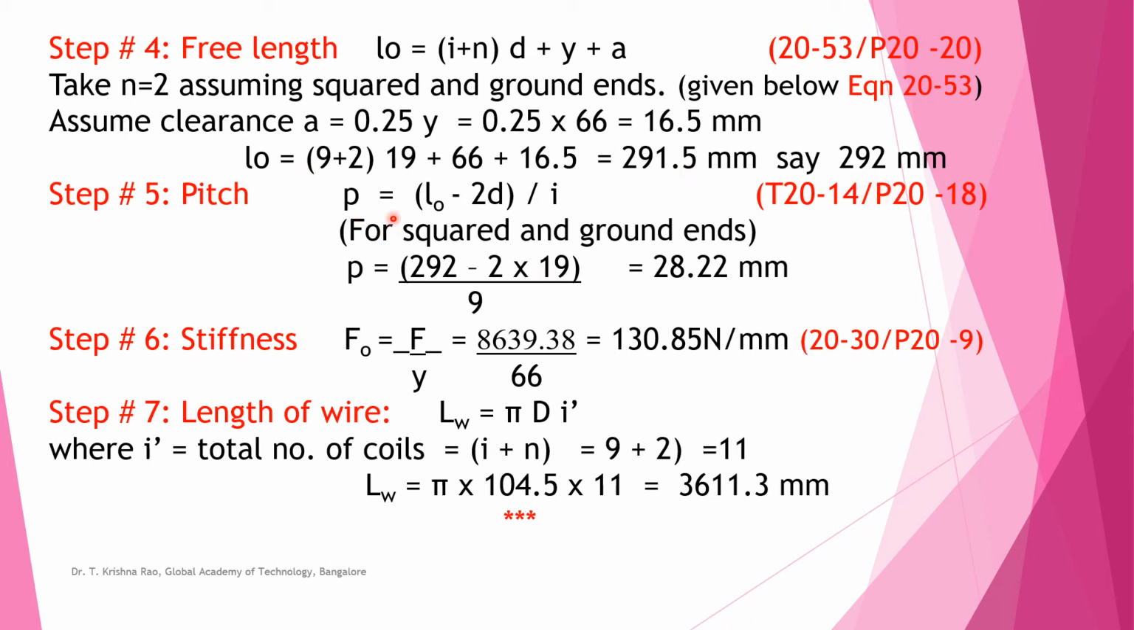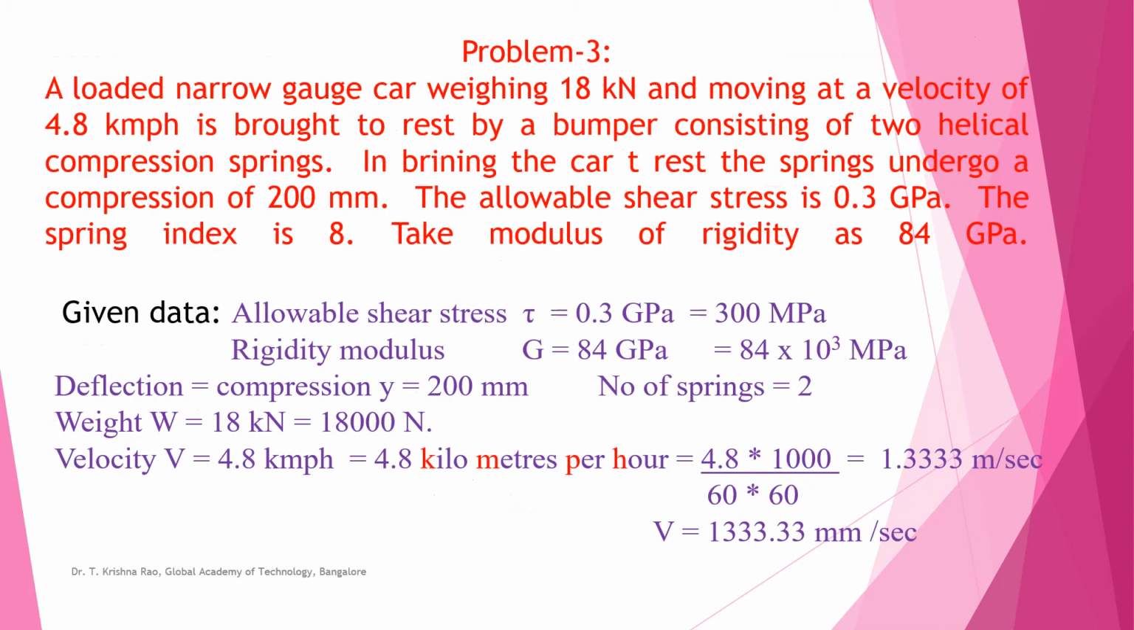Then pitch we calculate. This equation is given in the table for squared and ground ends condition. Then stiffness, F naught is F by y, and length of wire, pi D i dash, where i dash is i plus n always. So these are the 7 steps for design, and from now onwards, force is not given directly. So we have given a problem, how to calculate force. Then we will see the next type of problem.